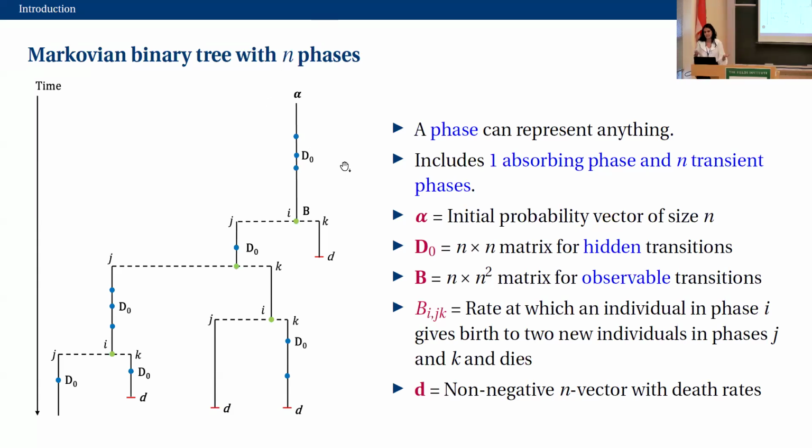And that's governed by this n by n matrix called D naught. While they're transitioning, they can give birth to new individuals, and you see that in green. And that's governed by this n by n square matrix called B. So how does a birth happen? If the individual is in phase i, it will give birth to 2 new individuals. So 2 branches start, who start their lives in phases j and k, and it dies. If the individual doesn't give birth, it will continue life like this with phase transitions and die according to some death rate vector D. I will define all these vectors and matrices in a minute.